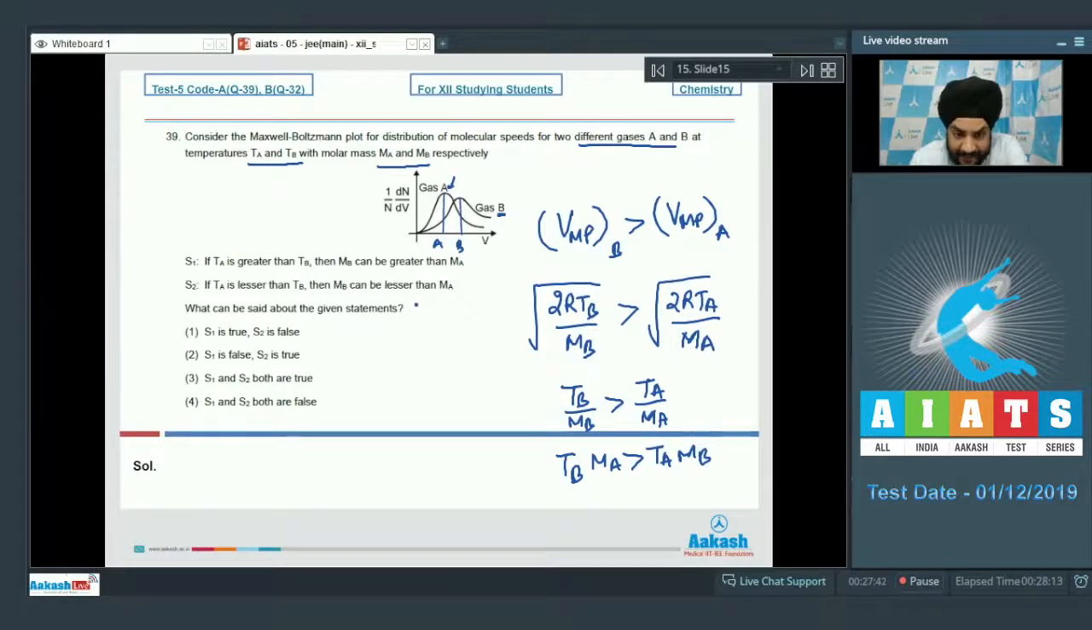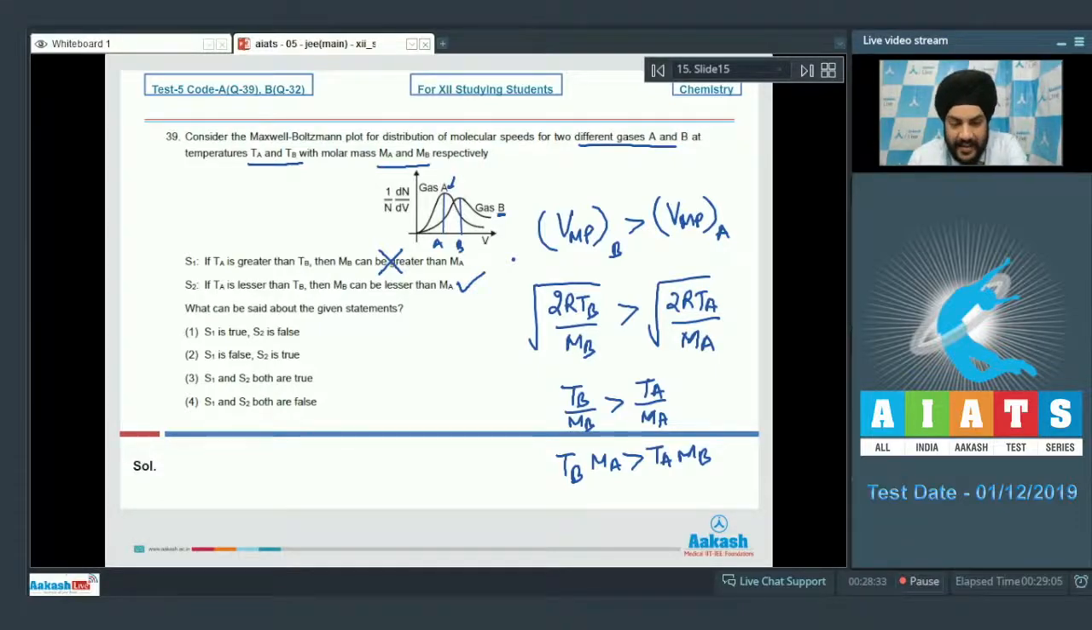So the first statement, it says if TA is greater than TB, MB can be greater than MA. This is not correct, students. The product of TB and MA is greater. So students, if TB is lesser, MA has to be larger. If you talk about the second statement now, if TA is lesser than TB, then MB can be lesser than MA. Okay, so this is the correct statement, students. If TA is lesser than TB, it can be a possibility that MB is lesser than MA. So the second statement is correct, students. So S1 is not correct and S2 is correct.